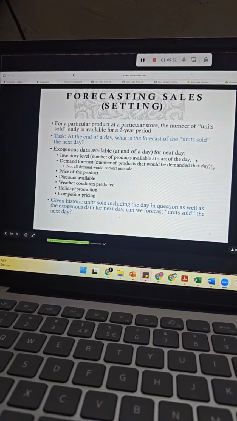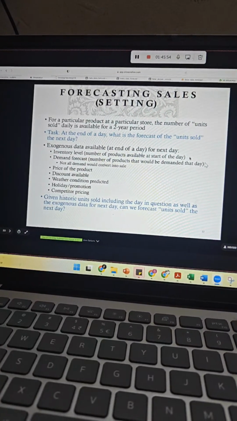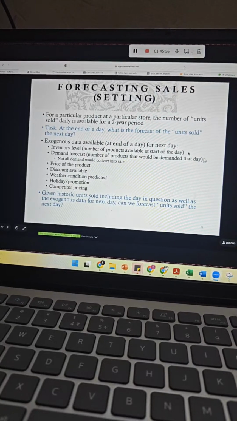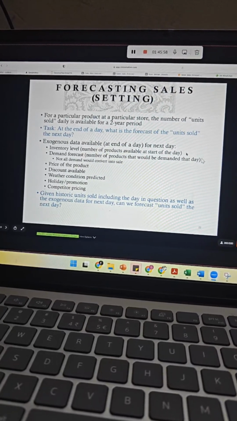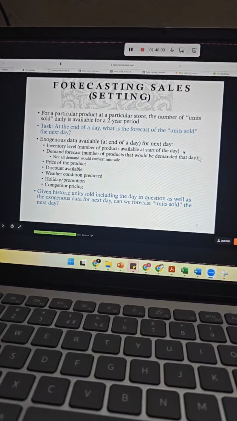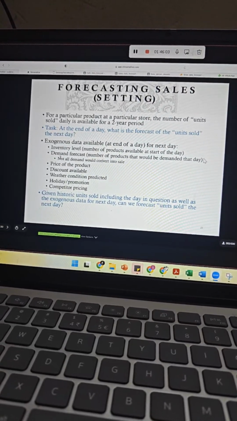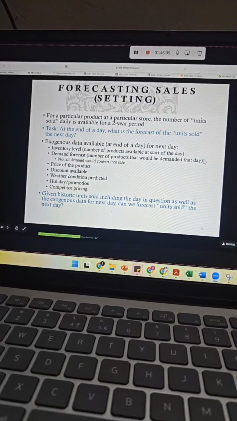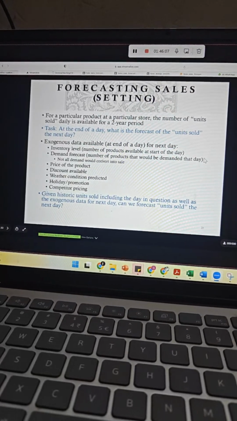Tomorrow morning, I know that, right? I go look inside, I know how many products I've sold today. What is remaining is the inventory level. How many products are there tomorrow morning? This information I have. So remember, this is an important item, right? If you know the inventory level, you can predict what will happen the next day.